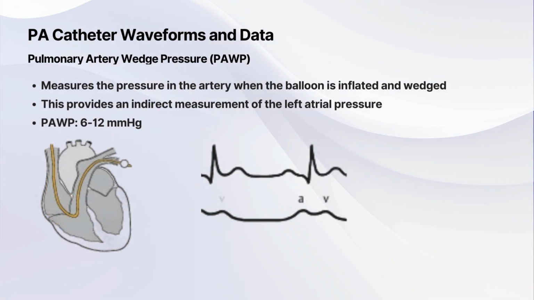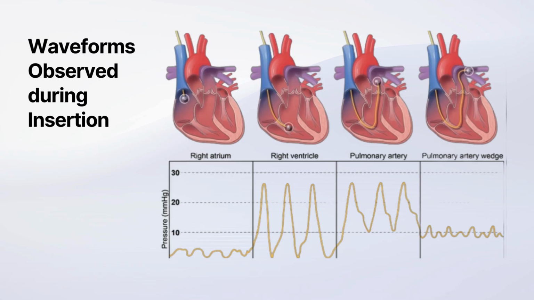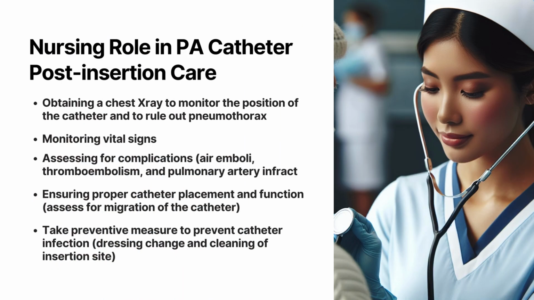Pulmonary artery wedge pressure, or PAWP, is a measure of the pressure in the artery when the balloon is inflated and wedged. It's also an indirect measurement of the left atrial pressure. Pulmonary artery wedge pressure value is 6 to 12 millimeters of mercury. These are all the waveforms observed when floating the catheter from the right atrium to the pulmonary artery and when wedging. Nursing role in PA catheter.